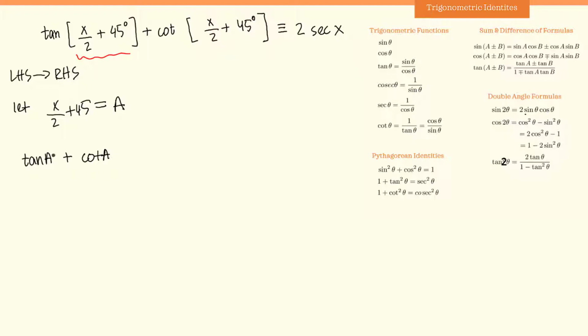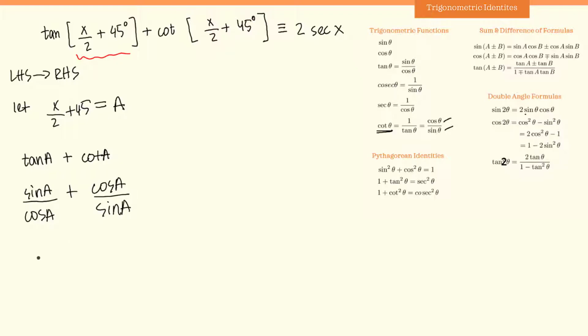Now I'm going to replace the tangent function by sine and cosine. So tangent of theta is equal to sine theta upon cosine theta. So I'll write this as sine a divided by cosine a. And in place of cotangent of a, I'm going to use this formula: cotangent of theta is equal to cosine theta divided by sine theta. So cos a divided by sine a.